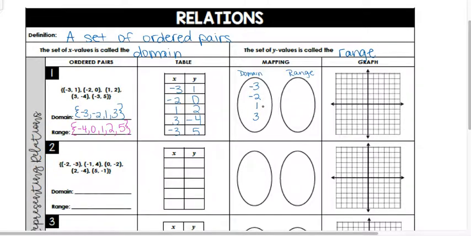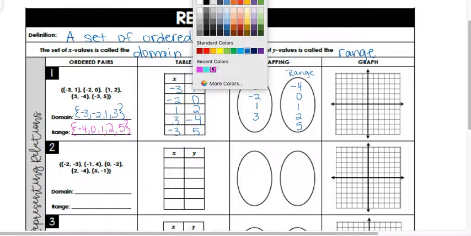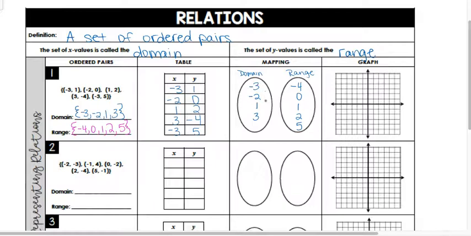Okay? So -3, -2, 1, and 3. And then for the range, I'm going to list those as well in least to greatest order. So I've got a -4, I've got a 0, a 1, a 2, and a 5. Okay? And I'm going to change my color so that you can see where each one of these are going, the arrows.